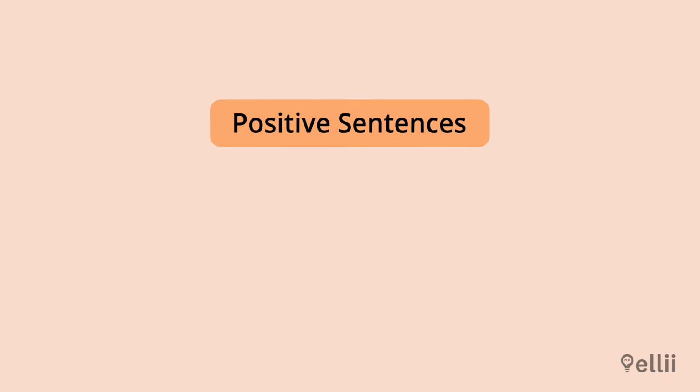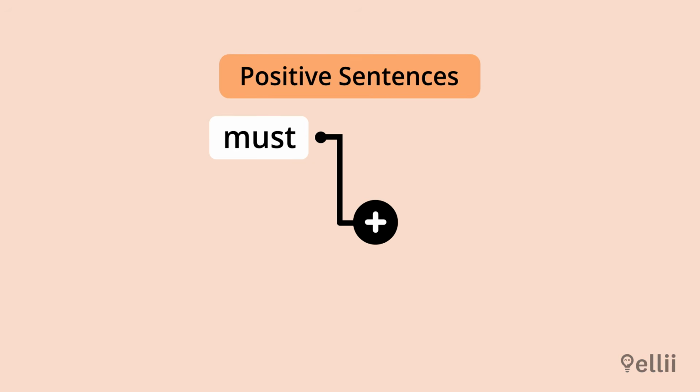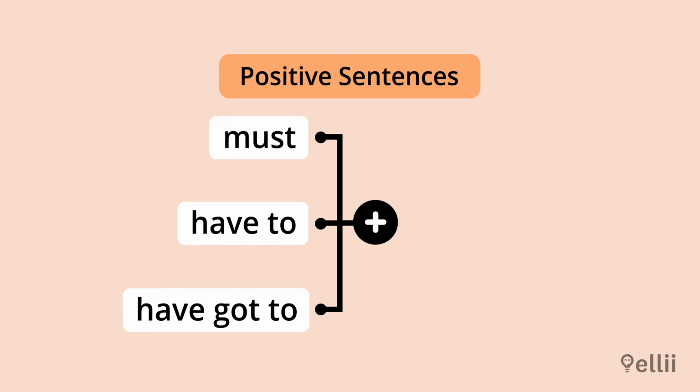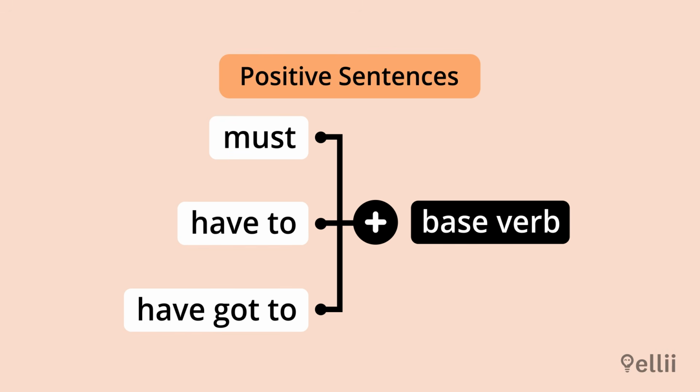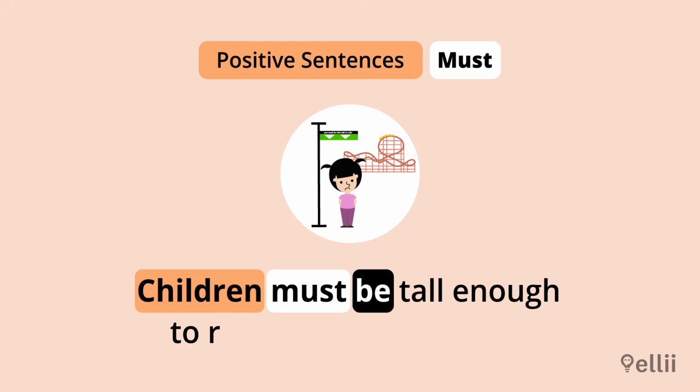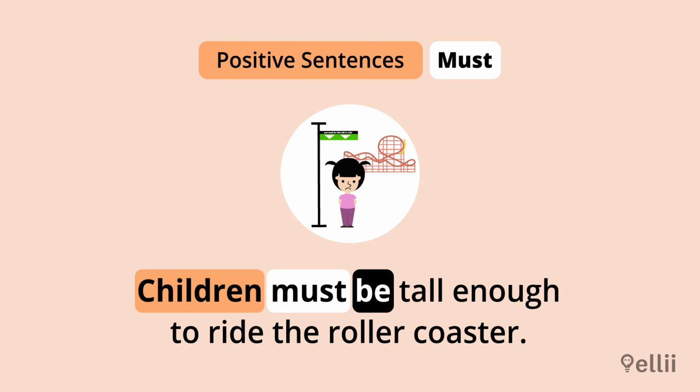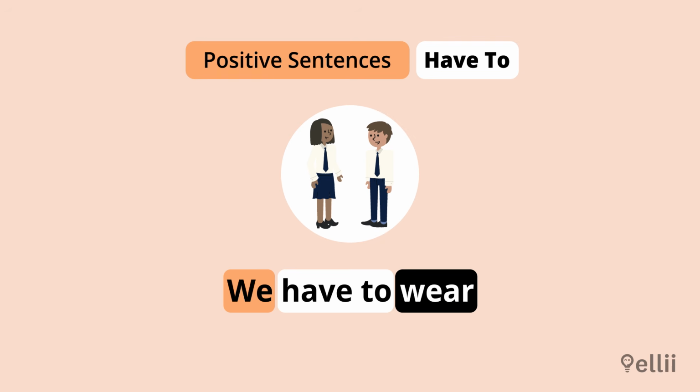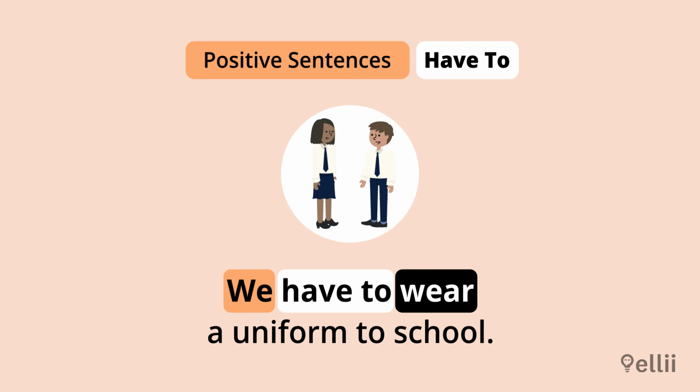In positive sentences, we can use must, have to, or have got to, plus a base verb. Children must be tall enough to ride the roller coaster. We have to wear a uniform to school.